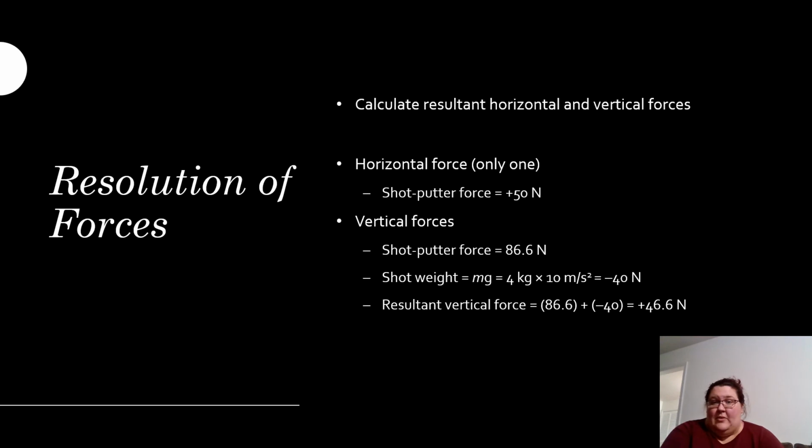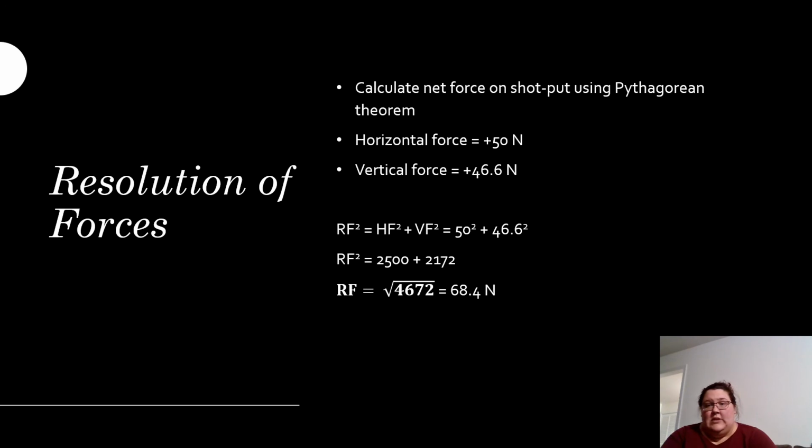So even though the shot putter is applying the 100 newtons of force at a 60-degree angle, we're truly only going to see 50 newtons horizontally and 46.6 newtons vertically. All right, so Pythagorean theorem. Now that we know what this is going to look like, you just do your a squared plus b squared equals c squared. We've seen this already. This will give us 68.4 newtons is what is actually being seen, even though they are applying 100. So we are losing due to gravity and some other things here.